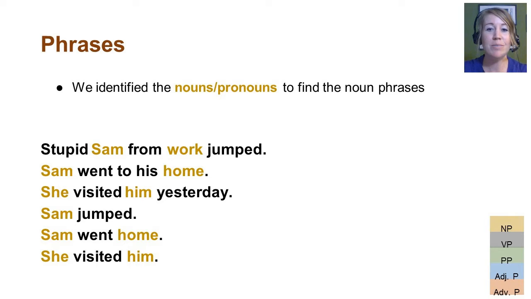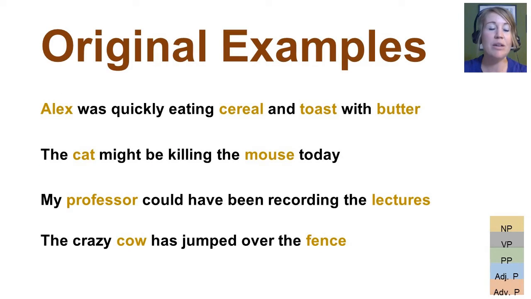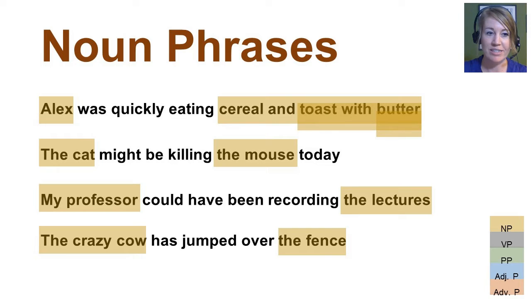So here's our thing. We identify nouns and pronouns to find the noun phrases. In our example sentences, here are our nouns and pronouns, and then we know that it includes everything that describes it. So stupid Sam, our adjective stupid, describing Sam. I hope none of you were named Sam. I don't think I had a Sam in the class. That's part of that noun phrase, but we had to identify those nouns and pronouns to know where our noun phrase was. It's the same thing we did with our original examples. I've already highlighted for you where our nouns and our pronouns are in these sentences, and that helps me identify the noun phrases.